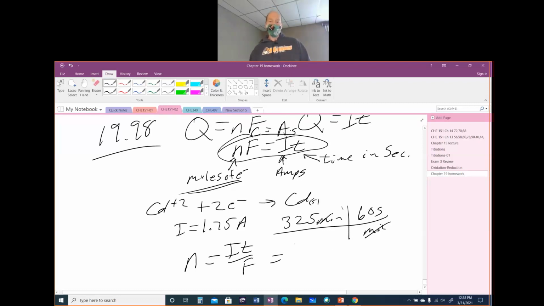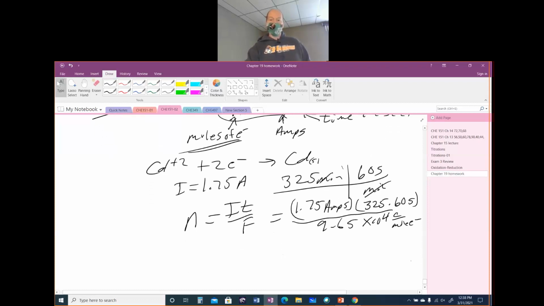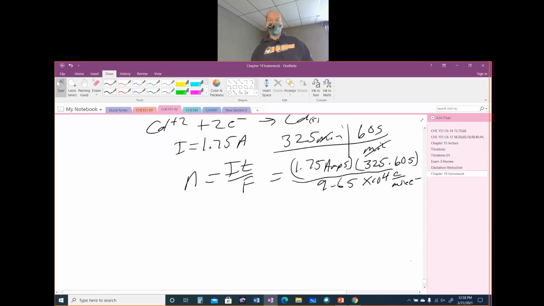Your current is 1.75 amps. Your time in seconds is 325 times 60 seconds, divided by 9.65 times 10 to the fourth coulombs per mole of electrons. An amp times a second is a coulomb, so an amp times a second cancels the unit coulomb. You got your moles of electrons. You push the buttons, 0.35 moles.